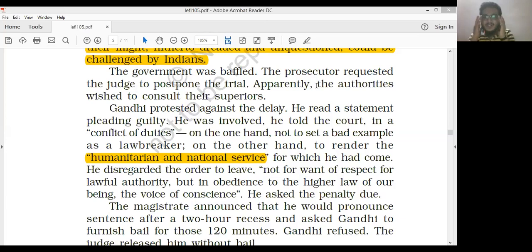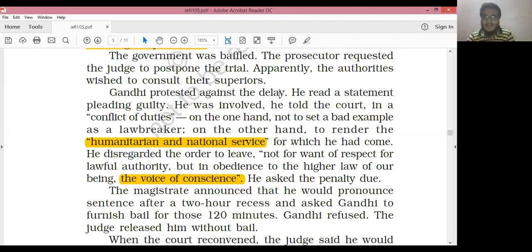I hope, students, you understood Gandhi's purpose and intention in being there: to serve and help people. That is why he described his duty, his conscience, his inner feeling, his priority and what he should do. He shared that in court. He asked for the penalty due. He had committed a mistake: he did not obey the law or the system. So he wanted there to be a penalty charge. He knew the rules, so he asked that there should be a penalty.